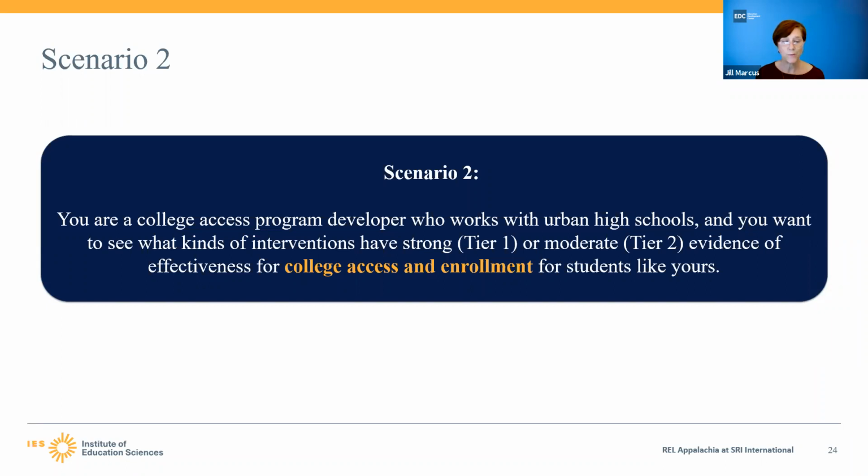Eventually, you will want to know the characteristics of the settings and populations that were studied to see if they were students like yours. And we will be talking about how to determine that in a bit. But as a first step, let's find which interventions have Tier 1 or Tier 2 evidence of effectiveness for college access and enrollment. We'll walk through the steps for finding that information now.